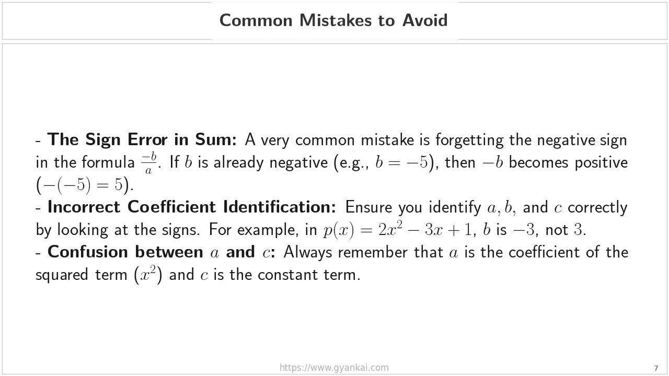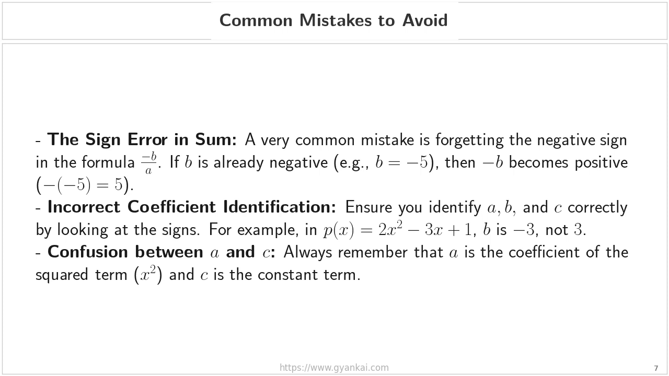Finally, try to avoid confusion between a and c. It sounds simple, but in the heat of solving a complex problem, it is easy to swap them. Just keep a steady focus. A is always the coefficient attached to the x squared term, and c is your constant term, the number standing all by itself.